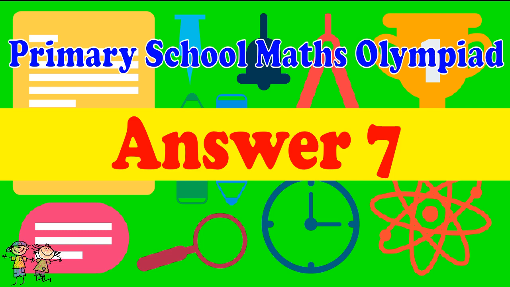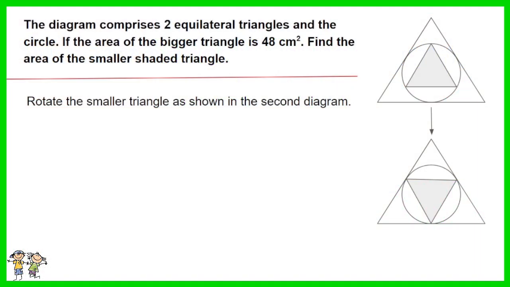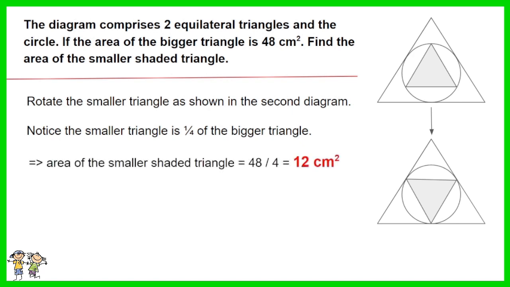Answer for question 7. Rotate the smaller triangle as shown in the second diagram. Notice the smaller triangle is 1/4 of the bigger triangle. Thus the area of the smaller shaded triangle equals 48 divided by 4. The answer is 12 centimeters squared.